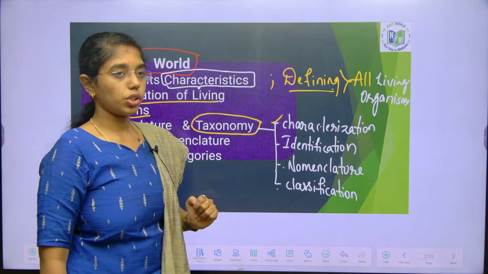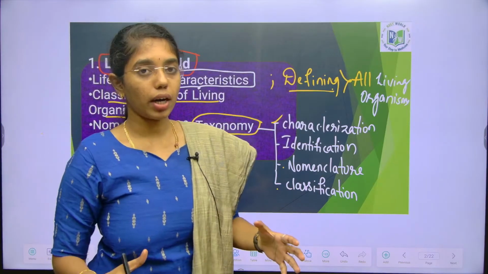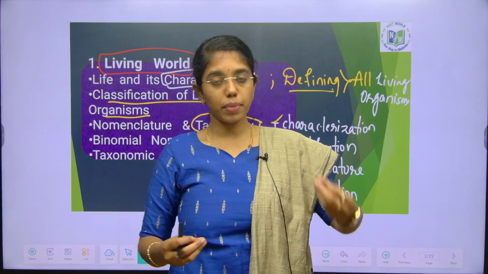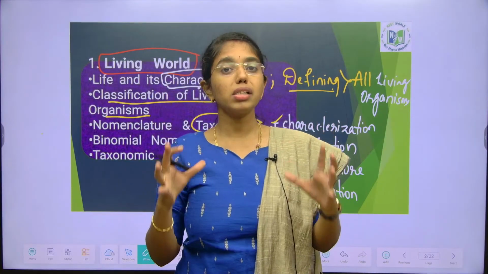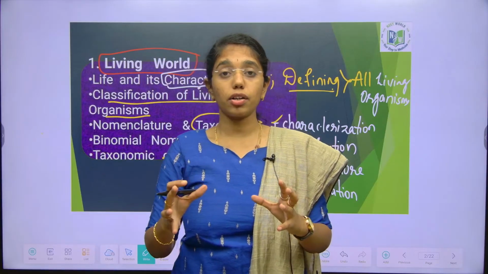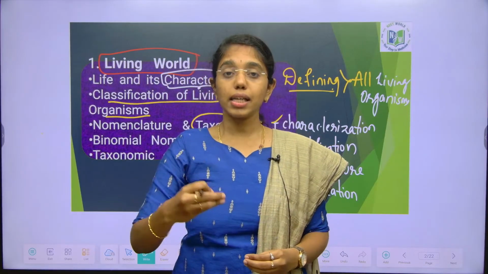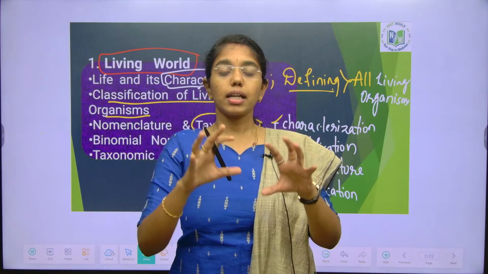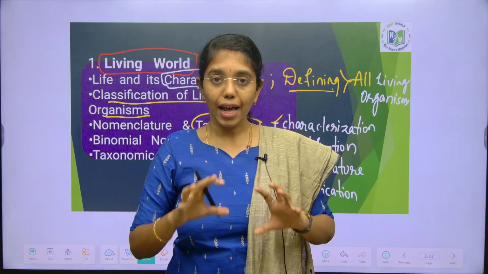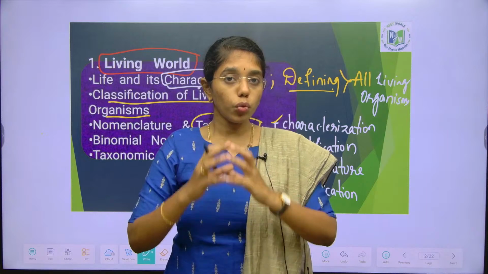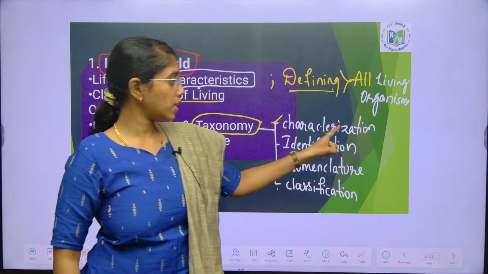First, characterization. You will characterize the living organism. Any living organism, it might be unicellular, multicellular, plant or animal. You will first characterize the living organisms by identifying all the characteristic features, like describing its morphological features, anatomical features, describing all the morphological, anatomical and complete features of the living organisms. That work comes under characterization.